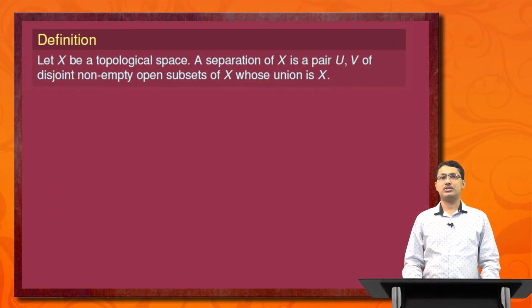Let X be a topological space. A separation of X is a pair U, V such that X can be expressed as a disjoint union of two non-empty sets U and V.